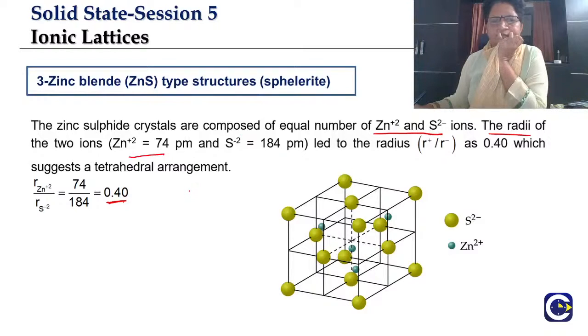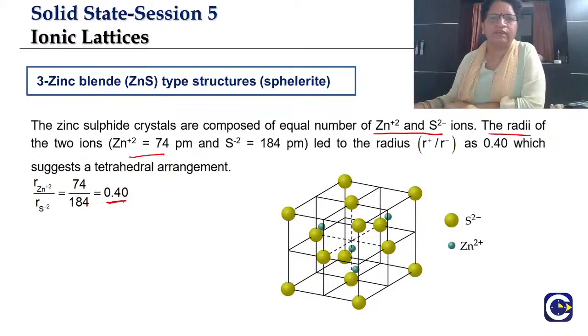What should be the coordination number? Fine, see, zinc ion is 74, sulfide ion is 184. You're getting the radius ratio as 0.4, which suggests a tetrahedral arrangement. 4, very good. That's 4 because the radius ratio lies very much less than 0.414. So we will take the coordination number as 4.